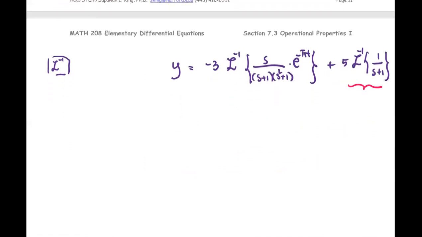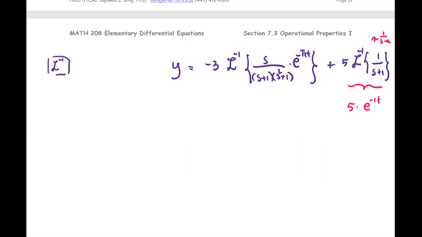From the theorem in section 7.1, the last inverse Laplace transform will give us 5 multiplied by e to the negative 1 t, from the formula 1 over s minus a becomes e to the power a t. In this case, a is negative 1. The last term is done.